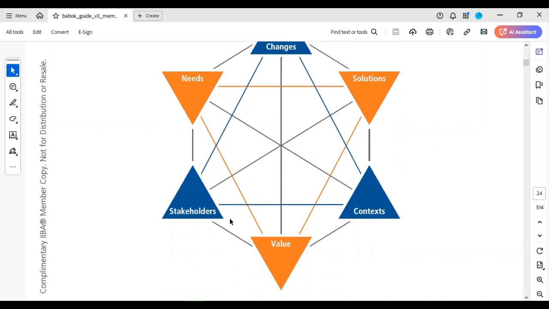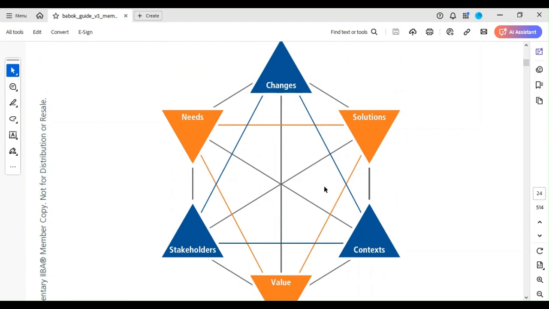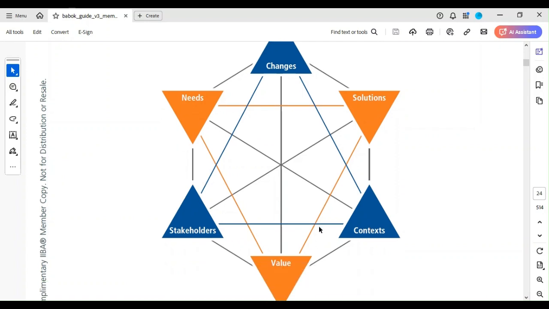so now this diagram is just showing you how they are tied together. See, stakeholders tied to changes, tied to context, tied to needs, tied to solution, tied to value. Okay, and even outside they are tied.